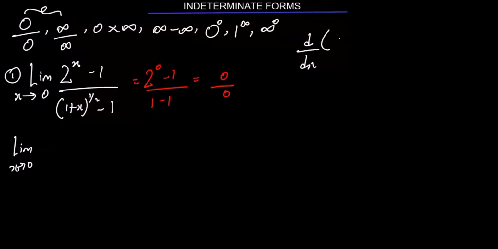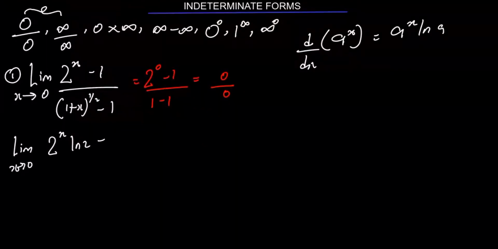Observe. If I want to differentiate something like a to the power x, where a is a constant, differentiating with respect to x, the answer will be a raised to power x ln a. That is the shortcut. So my answer here will be 2 raised to power x ln 2. This is a constant, so the derivative is 0. Over, how do we differentiate this? It's very easy. Here is a term on its own, so you bring down the power and reduce the power by 1.